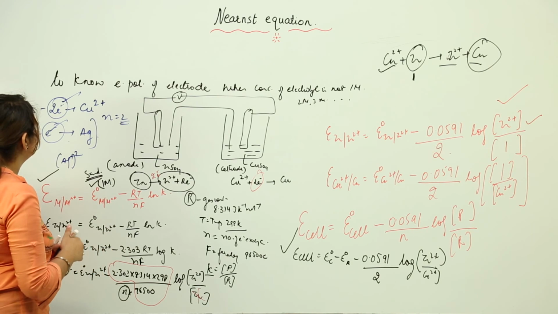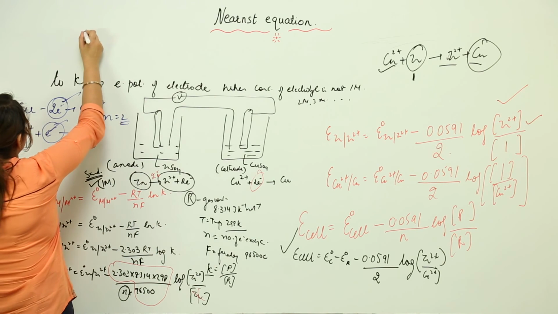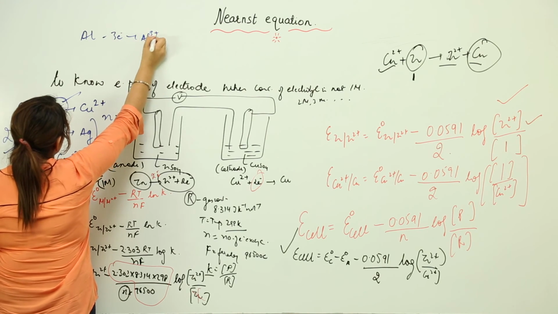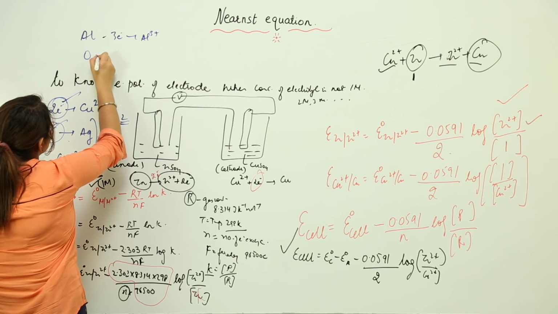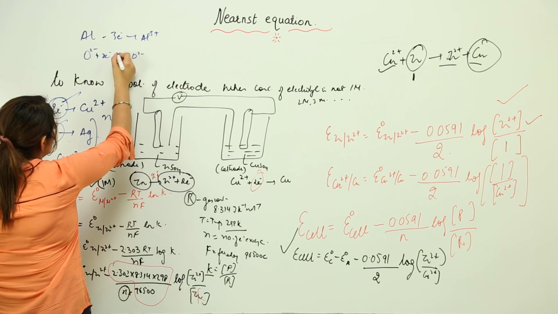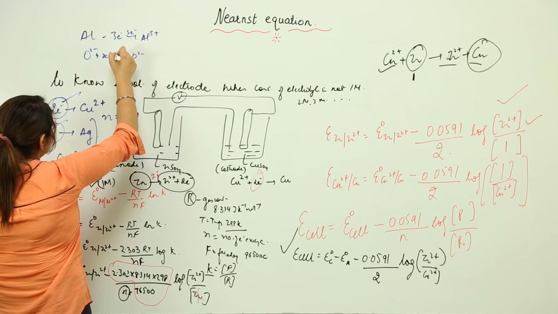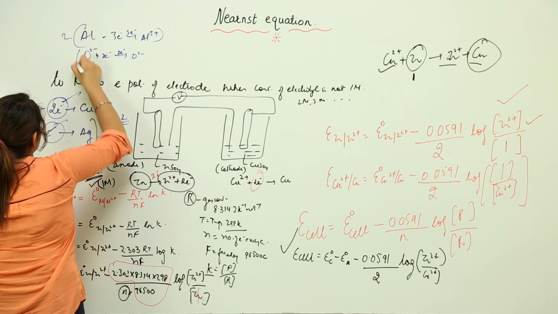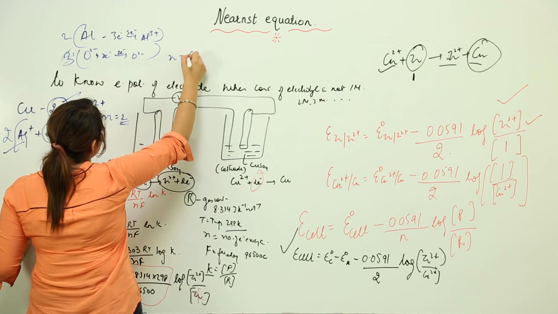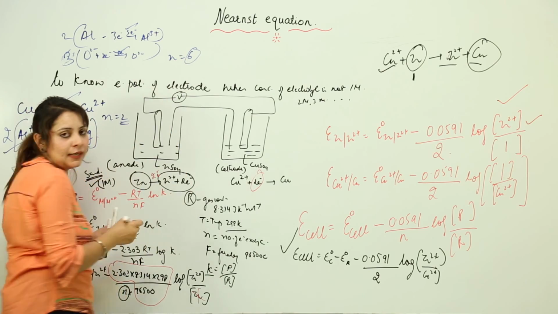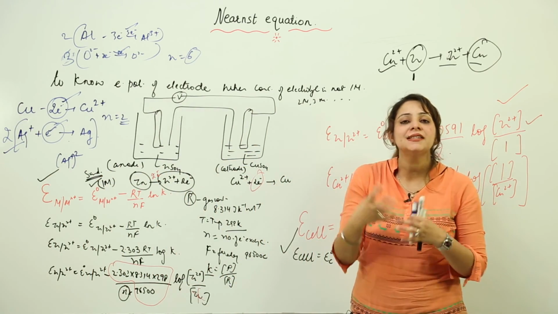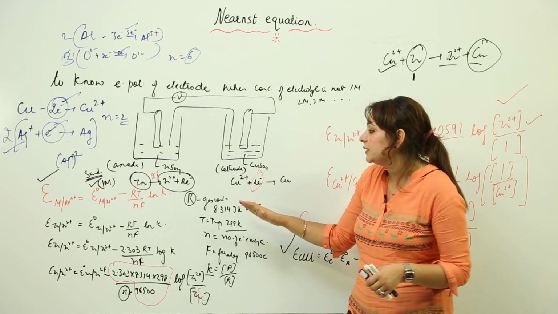And sometimes there is a question where, let us say, aluminium is losing 3 electrons forming Al3+, and oxygen is gaining 2 electrons forming O2-. So in this case, 2 electrons here, 3 here. So you multiply this with 2 and this with 3, and overall n is going to be 6, because 3 into 2 is 6. You have to keep this in mind, because you have to equalize the number of electrons as well. So this is the Nernst equation.